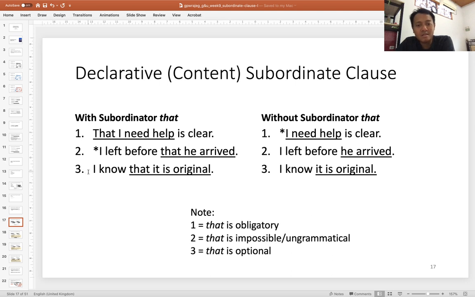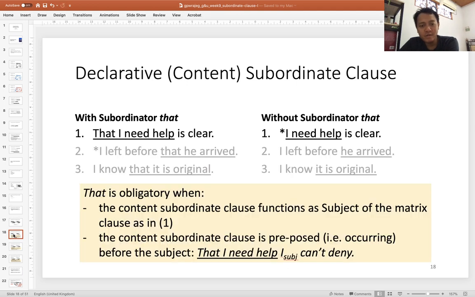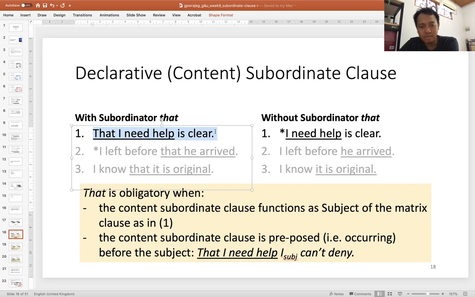In the last example, that is optional. So this is a condition where that can be occurring or not. Okay, so now you ask, how do we know what kind of features help us to determine whether we need that or not. In the first example, that is obligatory.